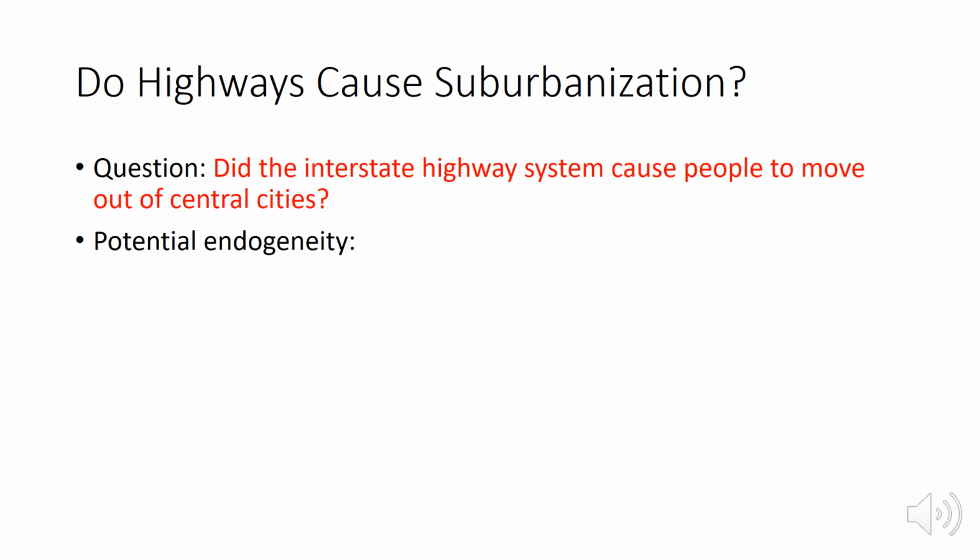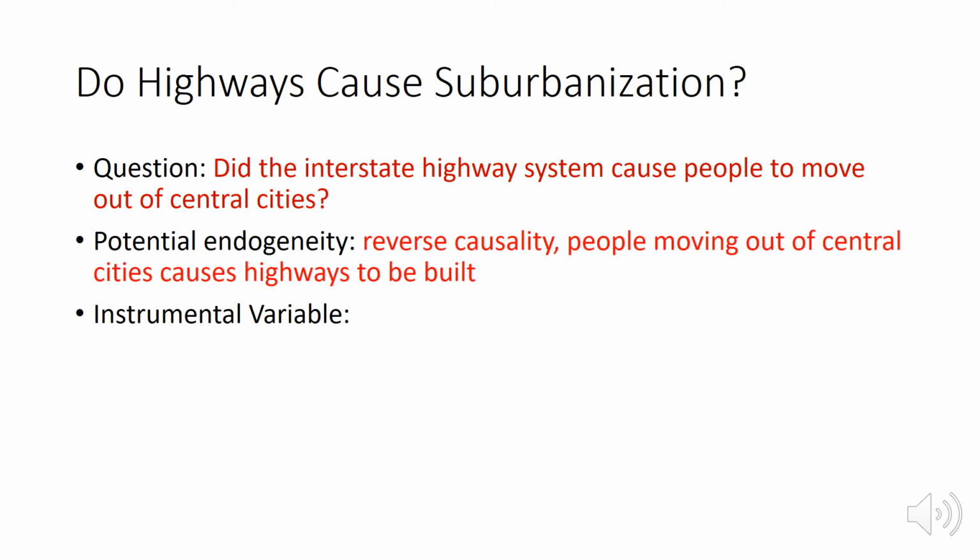Where's the source of endogeneity here? How might this question be problematic? Why might this question be determined from within its own system? What do you guys think? Yeah, Annika. Okay, so maybe there's a different reason why, and specifically maybe people moving out of the cities caused us to build a highway system. There could be some reverse causality. Maybe it's people moving out of the cities that causes us to build highways.